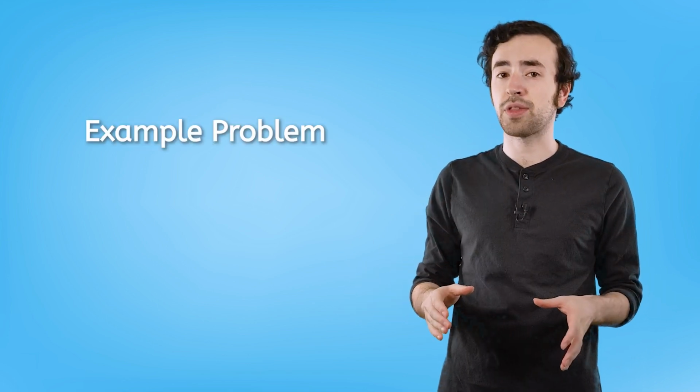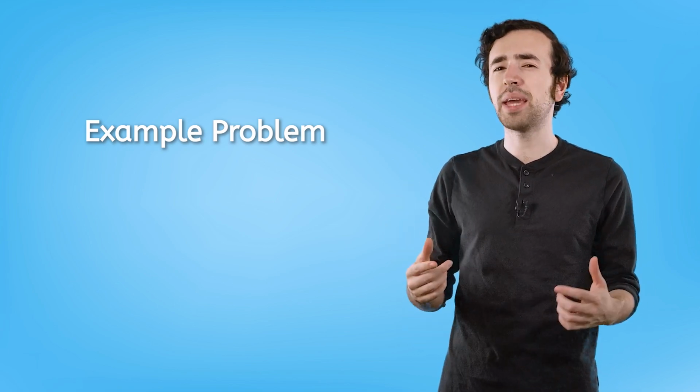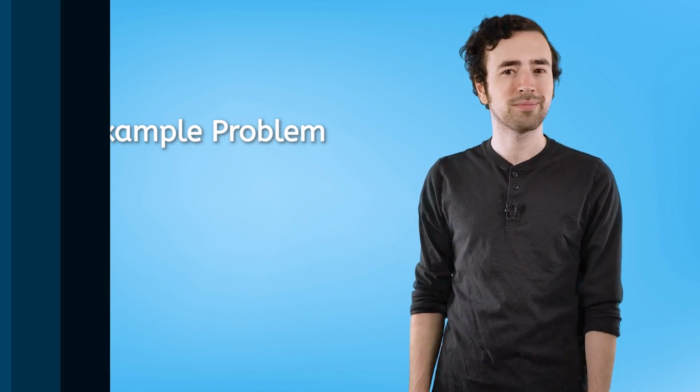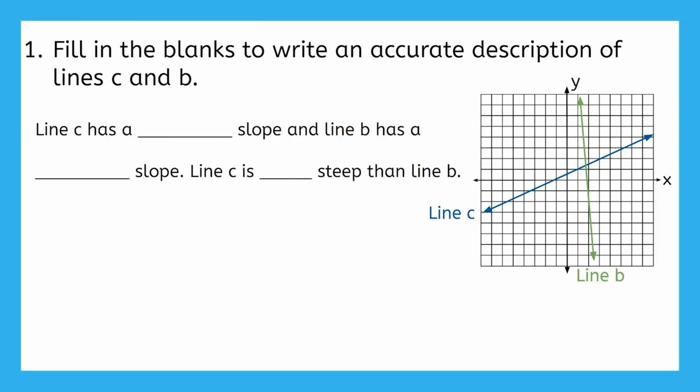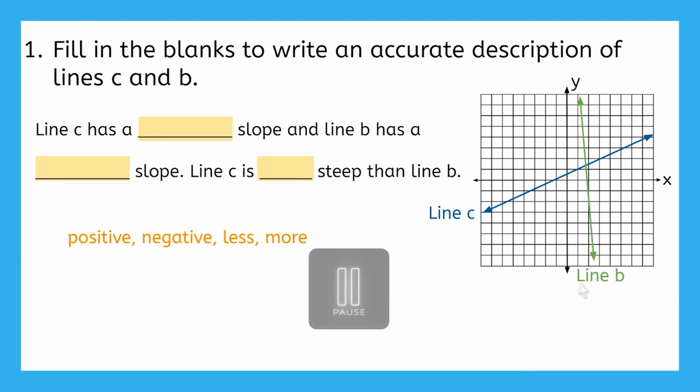So what does this look like in actual problems you'll be finding the answers to? Well, we're going to do an example together that is about comparing lines based on their direction and steepness. This problem says, fill in the blanks to write an accurate description of lines C and B. We have 3 blanks to fill in. Take a moment to read through this statement and then try to figure out what would be an appropriate word for each blank. Pause the video now. I'll give you a hint. These are the types of words we're looking for.